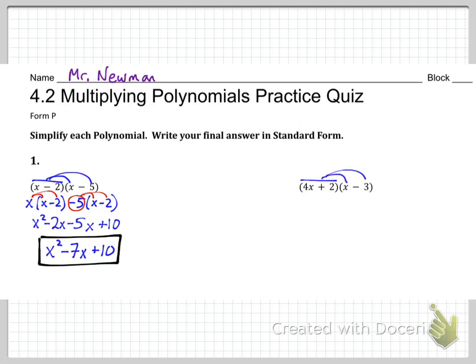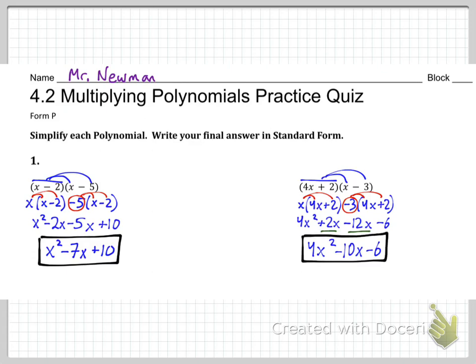For the next one, we're going to distribute the 4x plus 2 to the x and to the negative 3. This is what we get. Notice 4x plus 2 is written twice. Let's distribute both those. Make sure you distribute the negative 3, not just the 3. And you get this. And we need to combine the like terms in the middle. And you get 4x squared minus 10x minus 6.